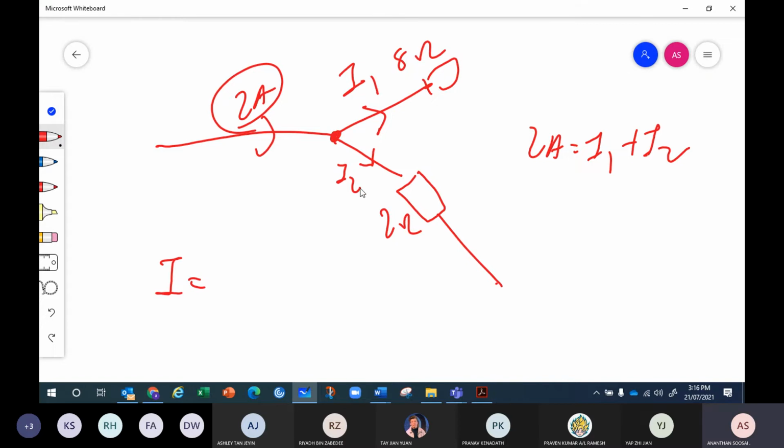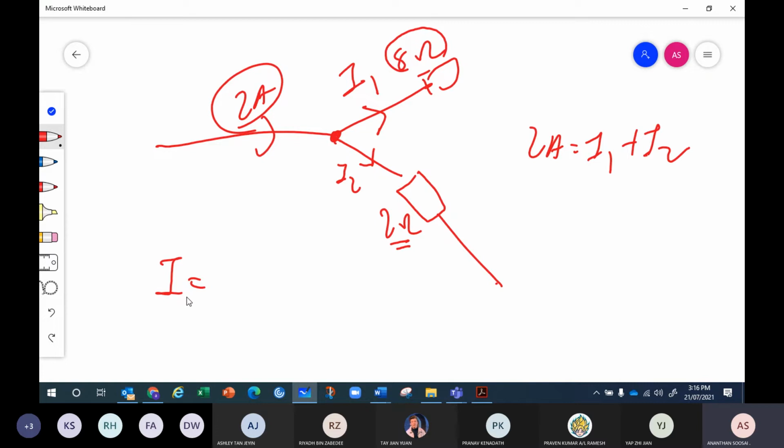The I2 will be greater, right? Why will I2 be greater? Because the I2 path has only 2 ohm, while the I1 path has 8 ohm. With a big resistance, the current flow will be smaller.